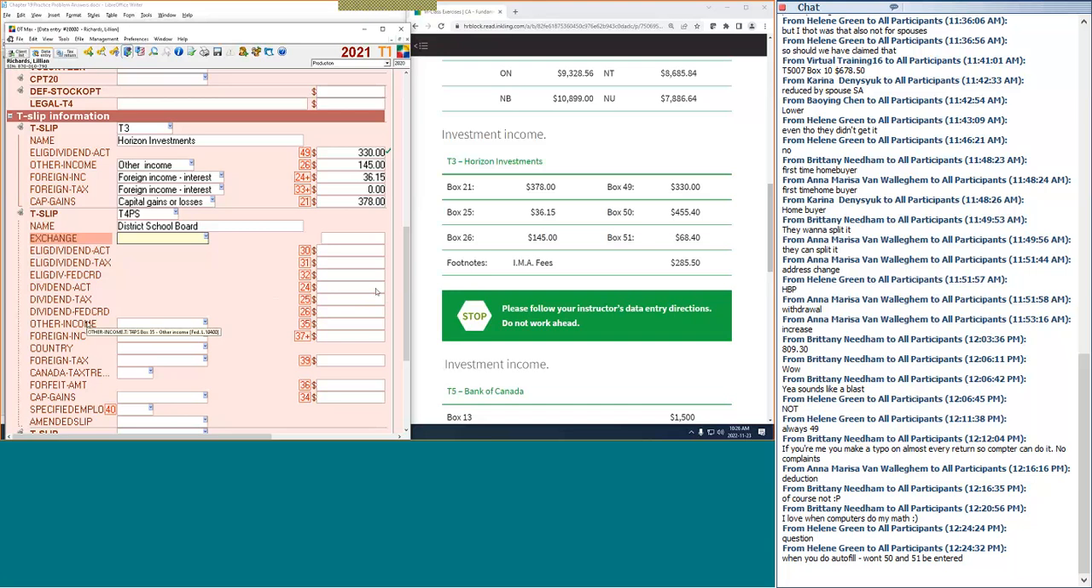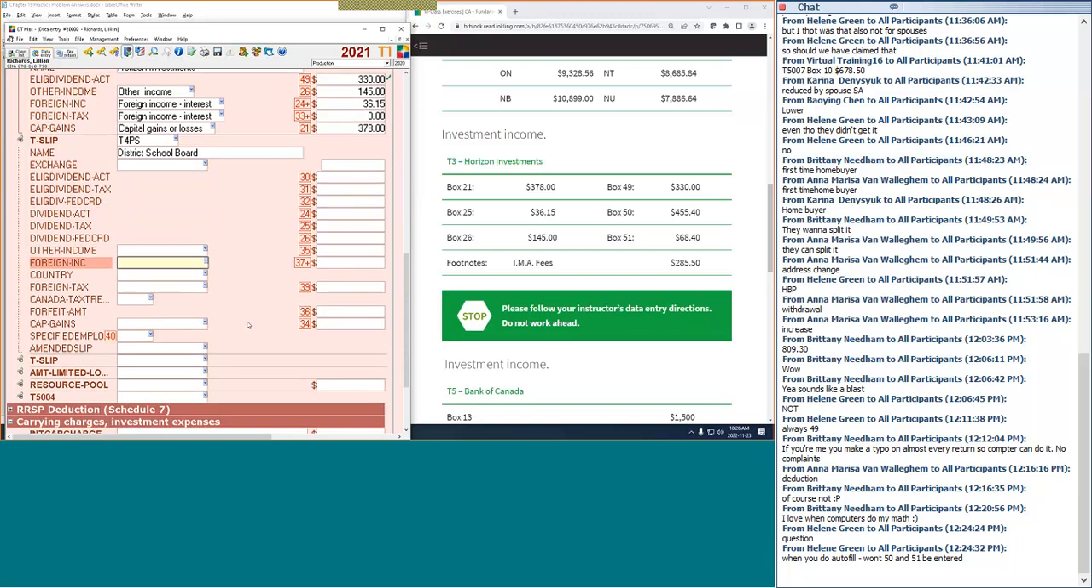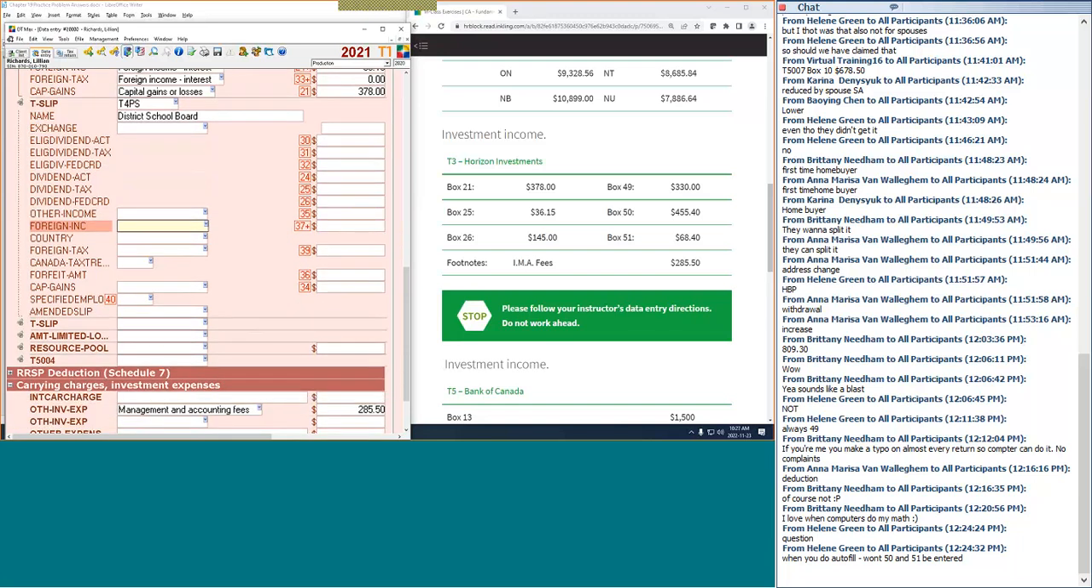You might have some other income. If you have other income, you're going to enter that in here, and it will be profit sharing plan income. You might have some foreign income. If you have foreign income, capital gains, or other, you will have to enter foreign tax. That's handled the same way. And generally speaking, these slips will be straightforward for you.